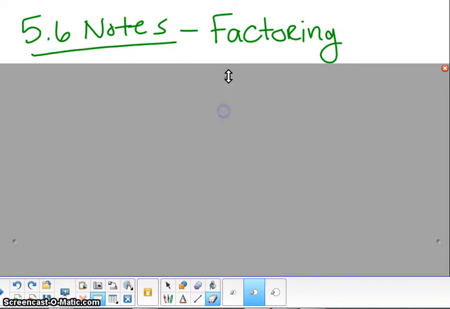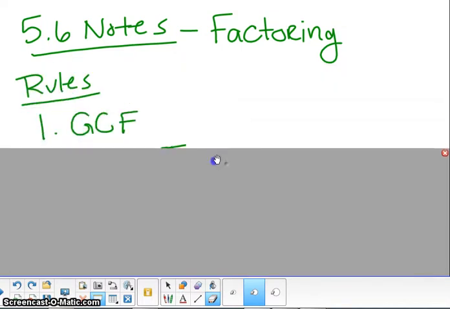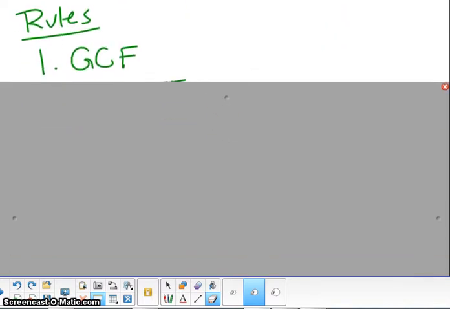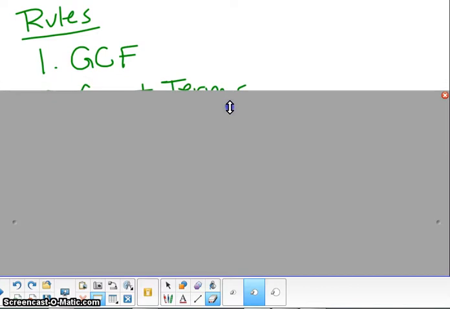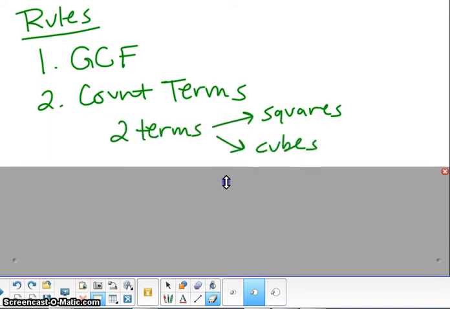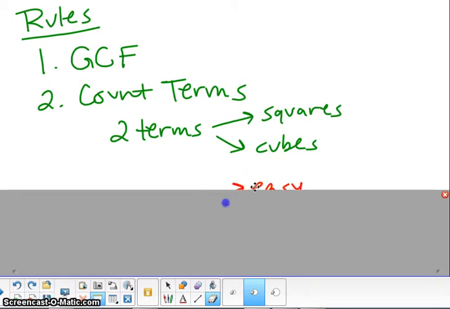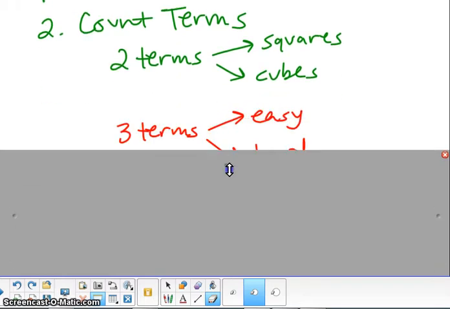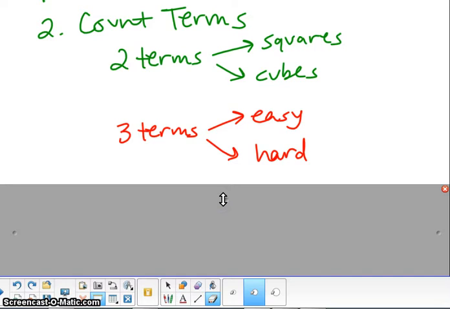The first day we talked about the rules and how you always should look for the GCF first. You don't have to write this down, by the way, unless you just want it as a review. The second day we talked about counting terms. Actually, this was on the first day as well. Counting terms. So look for two terms. You're going to either have squares or cubes, and then follow those rules. And then for day 2, we talked about 3 terms, and sometimes you're going to have some easier ones and sometimes you're going to have hard ones.